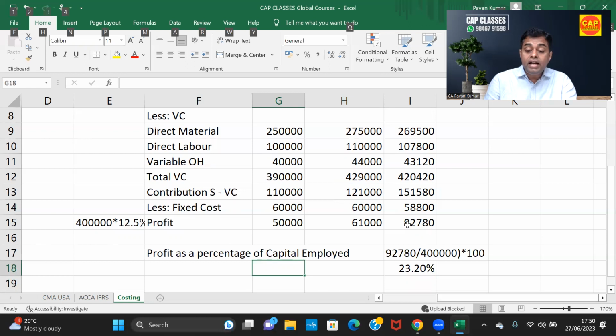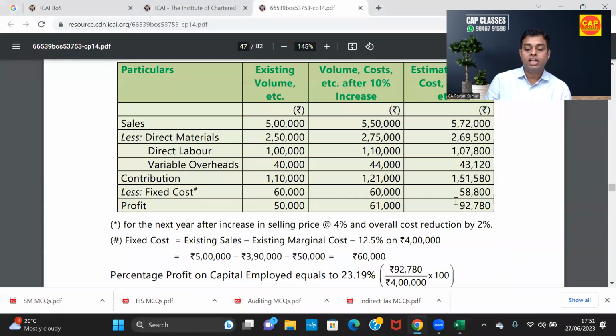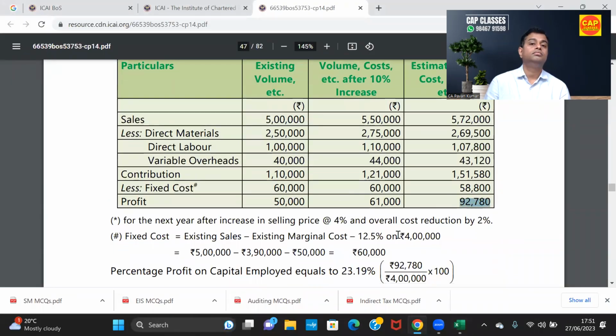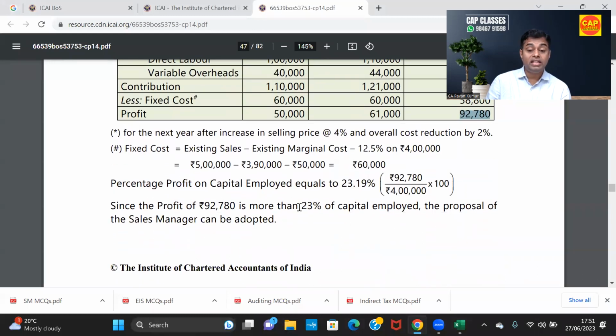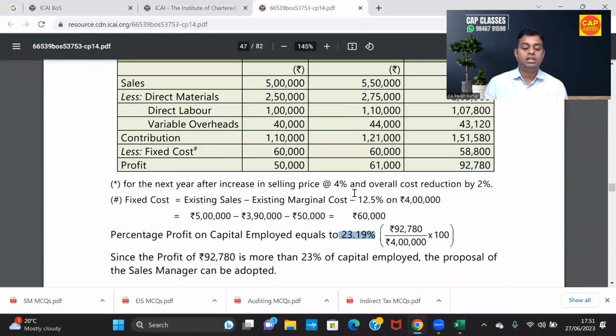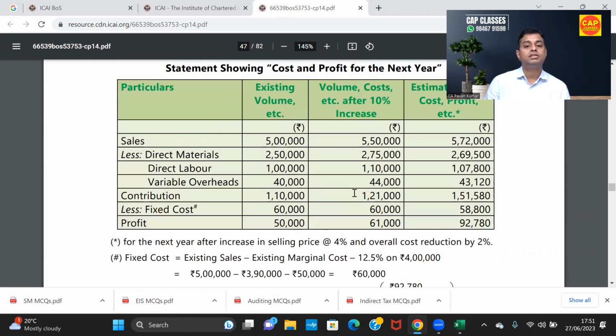So it is 92,780. Here they go 92,780. And then it is 23.19% or 23%. That's it. That is the answer. Therefore, the proposal of sales manager can be implemented. That is the answer for this. You understand? Any doubts in this?